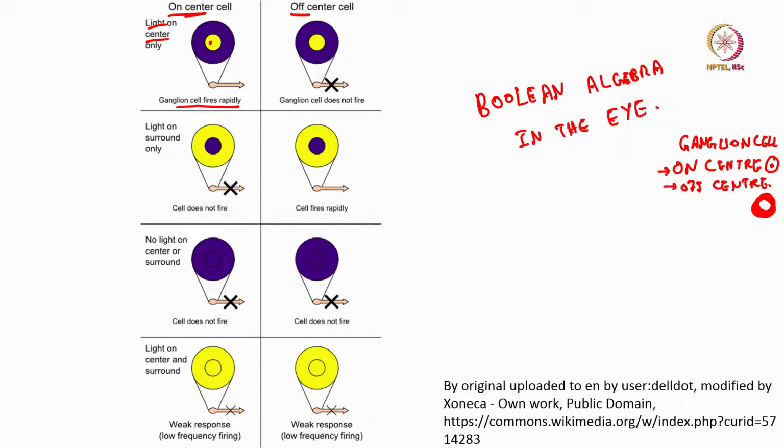Off center cell, ganglion cell does not fire because light is only in the center of the receptive field. Light on surround only: the off center ganglion cell fires rapidly. This cell, which was on center, does not fire. No light, obviously nothing fires. Then light on center plus surround gives a weak response, weak response, weak response.